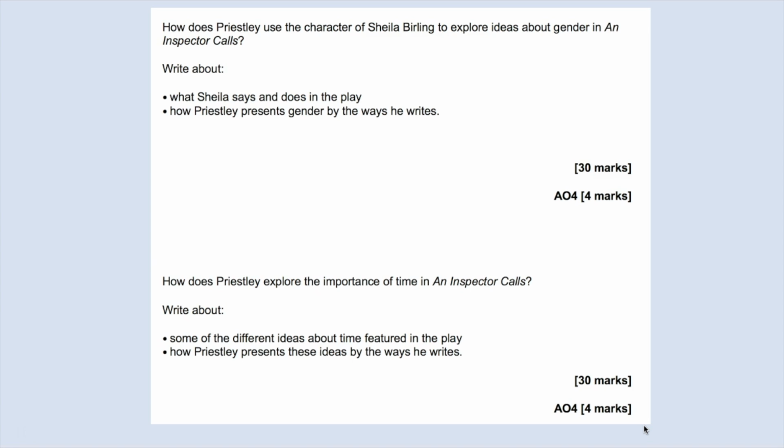Now with the time question, I might write about the choice to set the play at a different time to when it was written and why that matters, how the play takes place in one continual time frame, but I get the sense that my points would be more disjointed and not as conceptualised as the gender question. So for me, I would choose that first question.